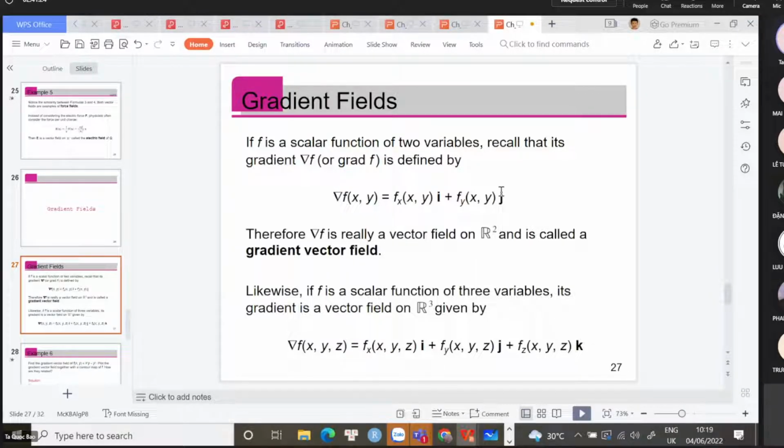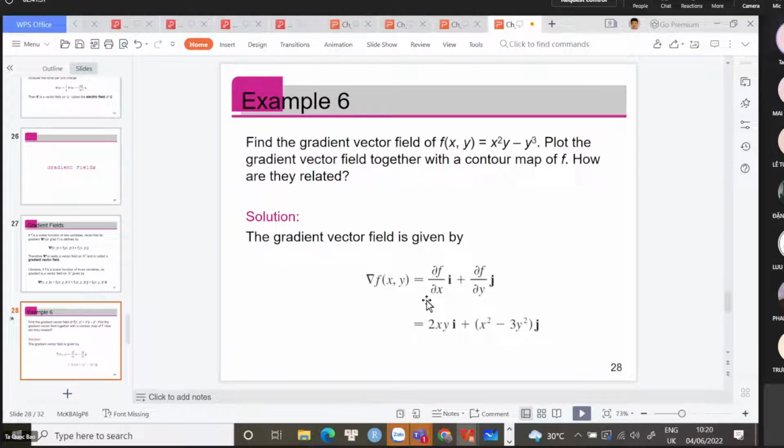So this is a special case. The gradient vector is a special case of vector fields on R2. So we call this a gradient vector field. Similarly, in 3 dimensions we also have gradient vector fields, with a partial derivative in x, y and z. Okay. So now, for example, find the gradient vector field of f(x, y) like this.